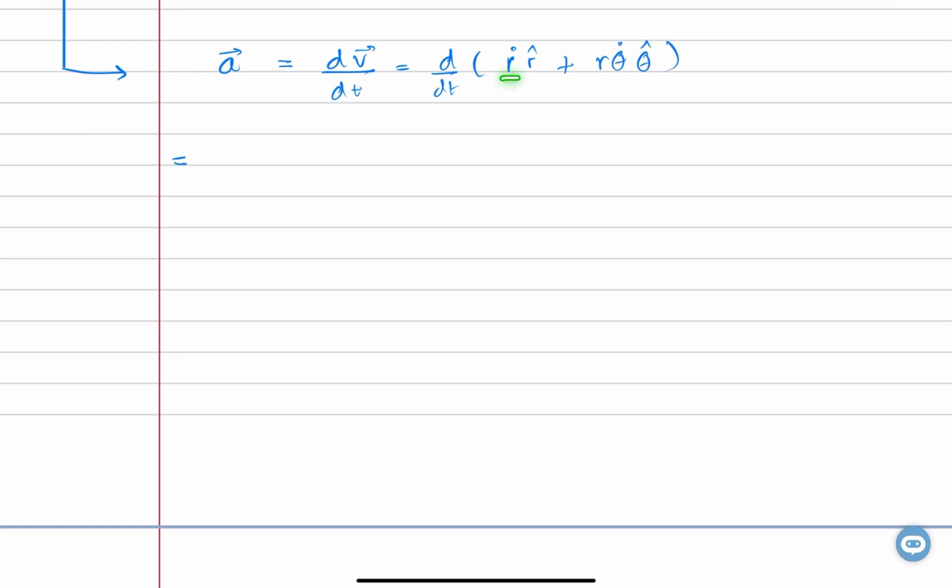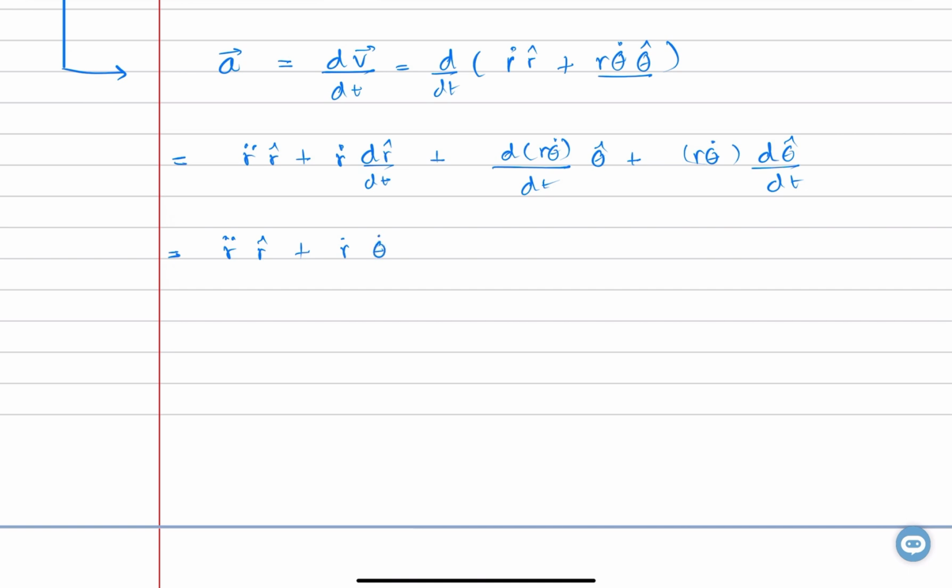By differentiating the first term, we will first differentiate r dot r hat. So we would get r double dot times r hat plus r dot times dr hat/dt. And now, to differentiate the second term, we first will have to differentiate r theta dot, multiplied by theta cap, plus r theta dot multiplied by d theta cap/dt. And if we were to now simplify this, we get r double dot r hat plus r dot. Now dr cap/dt is equal to theta dot times theta cap.